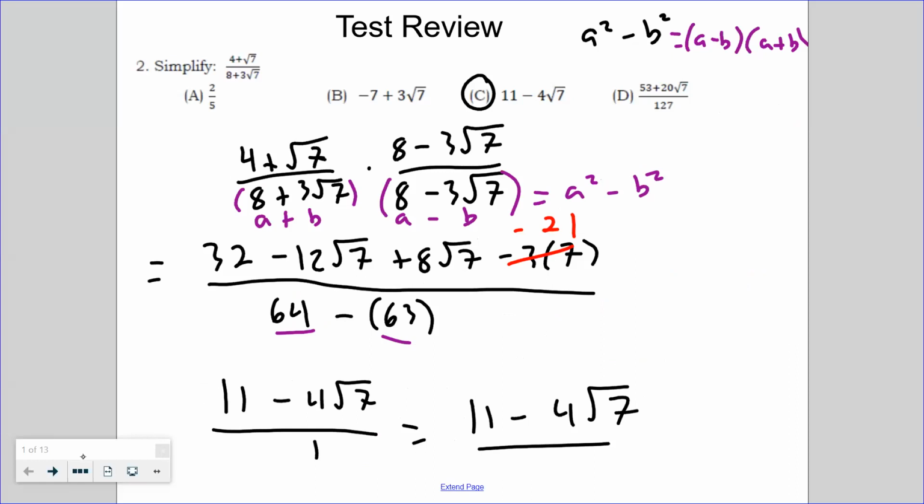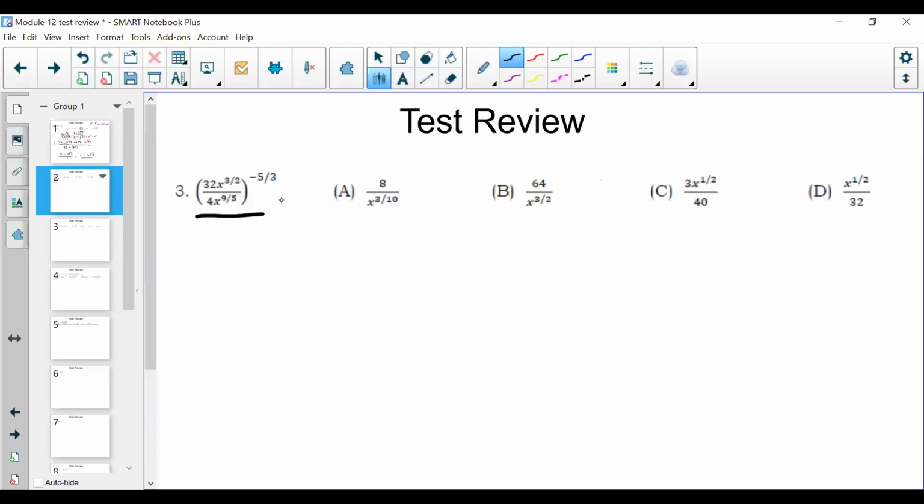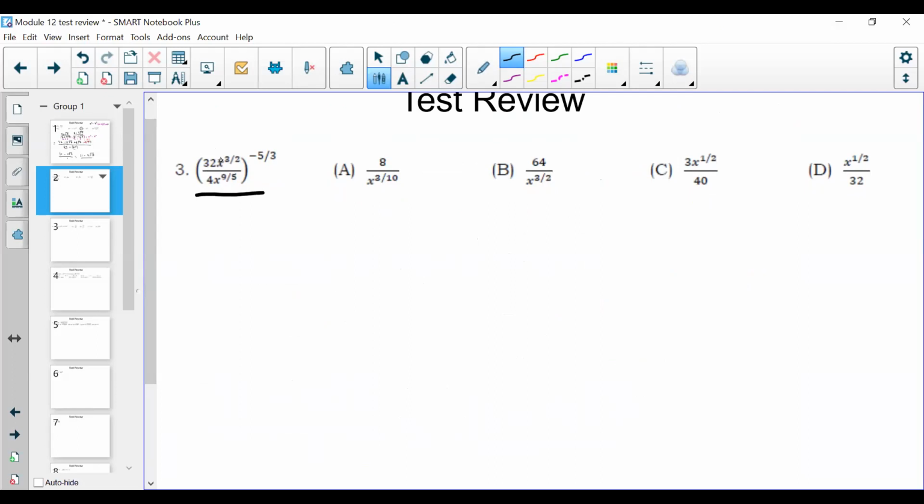All right, let's keep going. On to number 3 in the test review. I have this expression right here, and I want to simplify it. The first thing I'm going to do for this one is combine the x's if I can. Or actually, I'll reduce the 32 over 4. So I can reduce that to get 8x to the 3 over 2 all over x to the 9 over 5. That's all to the negative 5 over 3.